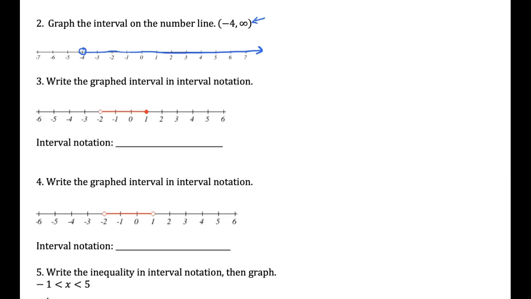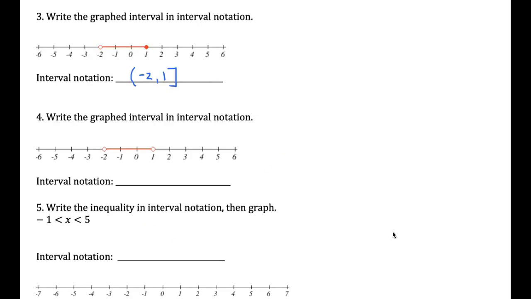Okay, this next one goes from -2 to 1, but you just have to figure out what kind of brackets you're going to use. So -2 is not included, so you're going to have a rounded parenthesis, and that's -2, and you put a comma because it's going from -2 up to 1. It does include 1, so you want to put a square bracket.